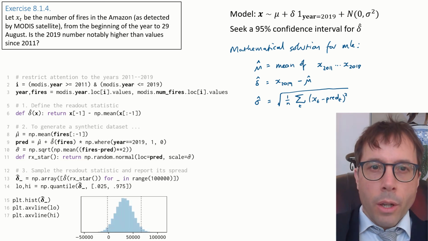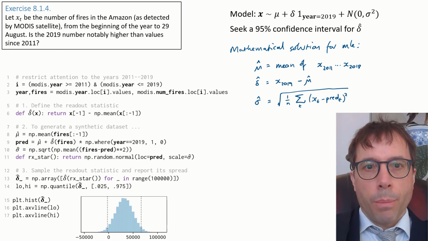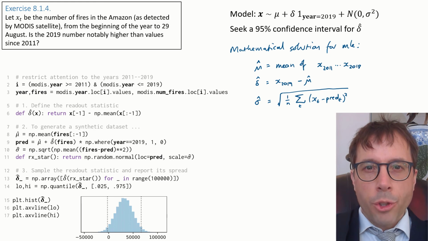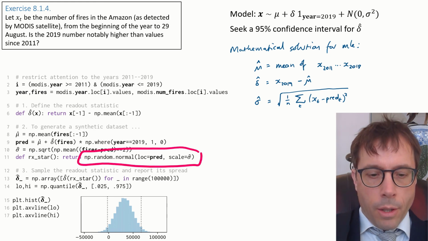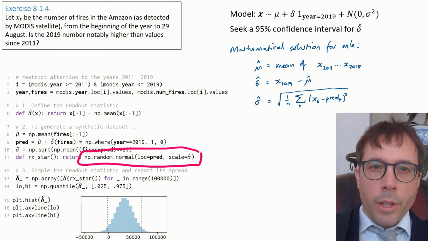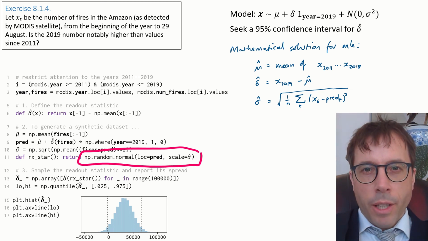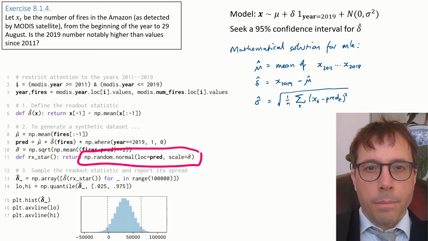Next, we go through exactly the same 3 steps as before. The only thing that's slightly interesting about this code is the way I'm generating the synthetic data set. I'm doing it linear modeling style. I first fit the linear model, and that gives me predicted values for each of the years, and then I use these predicted values to generate the new synthetic data set.